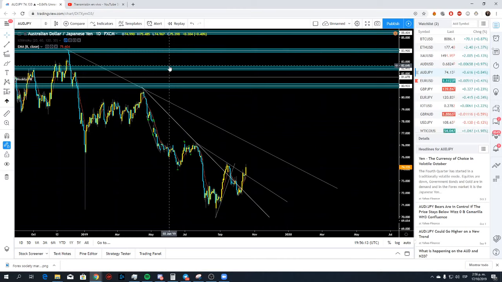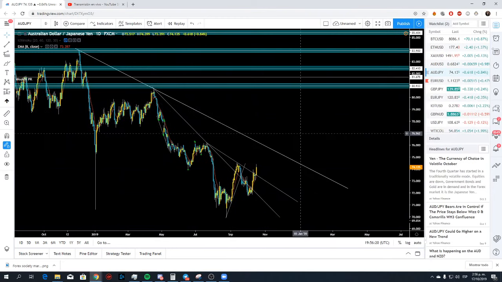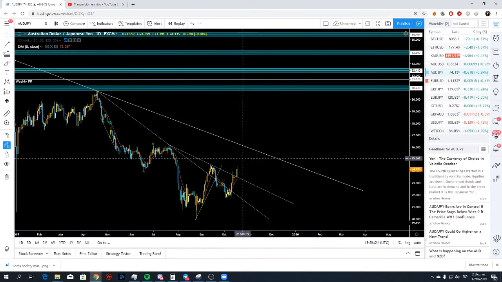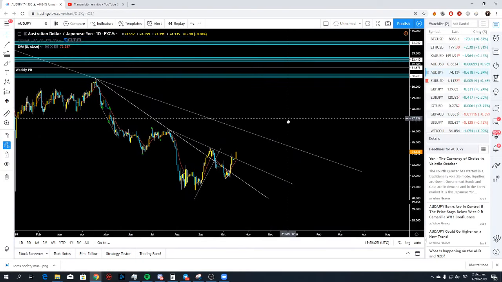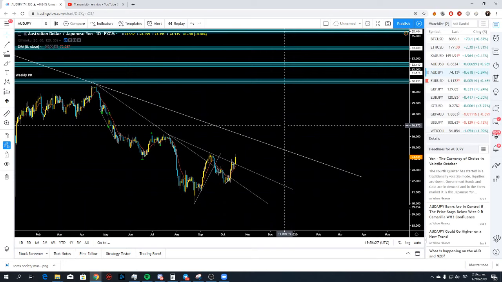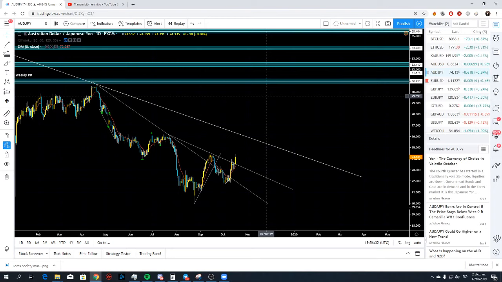First, we will start with my favorite pair right now, which is AUDJPY. I will show you guys from the beginning what I look for and what I'm seeing right now on this pair.